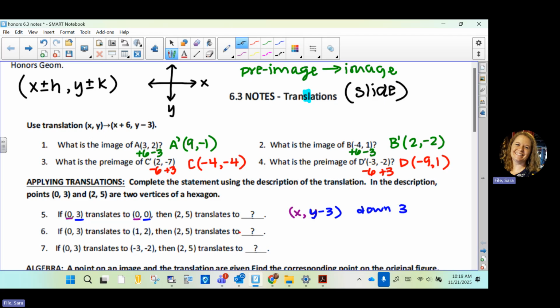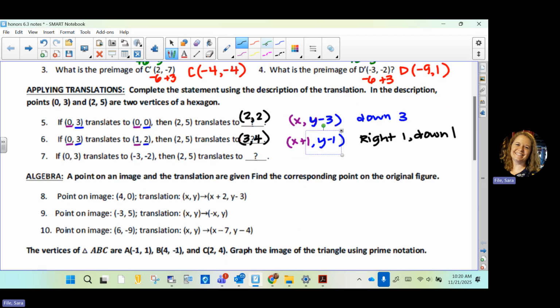So my new coordinates for 2, 5 would be for 2 to stay the same. And if I subtract 3 or go down 3, that'll be at 2. So that'll end up at 2, 2. Same concept here. If 0 ended up at 1, that means we added 1. If the y started at 3 and ended at 2, that means we subtracted 1. So here we went right 1 and down 1. So this new point from 2, 5, if we go to the right 1 and down 1, we'll be at 3, 4.